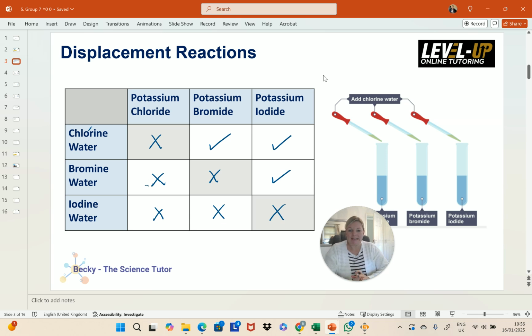So what we can say, remember that we talk about what happens to the reactivity down the group. So in the case of these three, we can see that chlorine is the most reactive because it had two reactions. Bromine is in the middle because it had one reaction, and iodine is the least reactive because it didn't have any reactions. So this time, as we move down group 7, the reactivity decreases. Okay. Last session we looked at group 1, their reactivity increases. With group 7, it decreases. So let's jump in and have a look as to why.